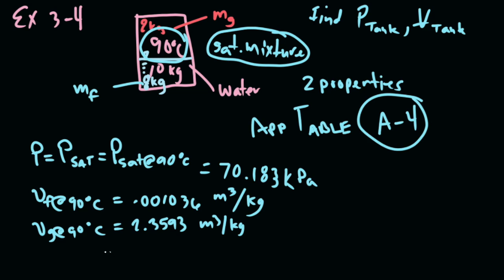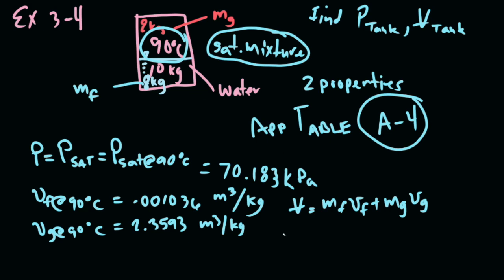And now we use these in the context of the total volume. The total volume is equal to the mass of the saturated liquid times the specific volume of the saturated liquid, plus the mass of the vapor times the specific volume of the vapor. V sub F and V sub G we just wrote down, those are table lookups. Luckily, we have the mass of the liquid, 8 kilograms, and the mass of the vapor, 10 kilograms minus 8 kilograms, which is 2 kilograms.